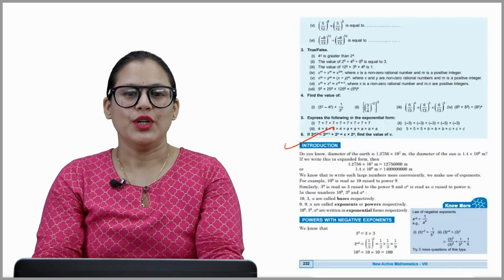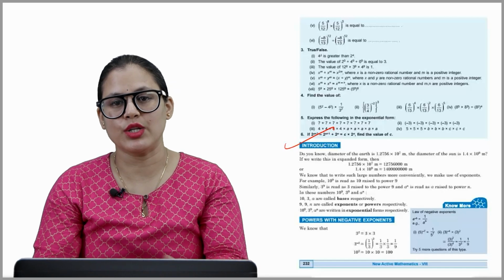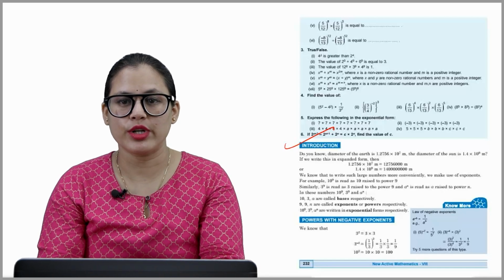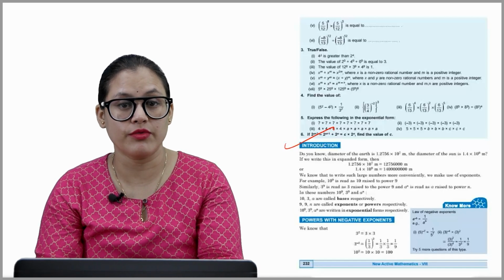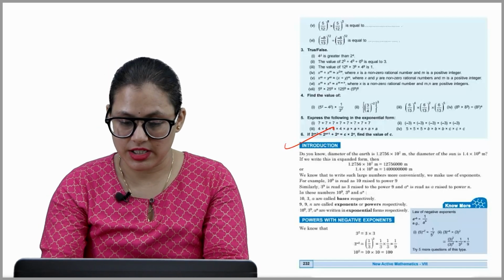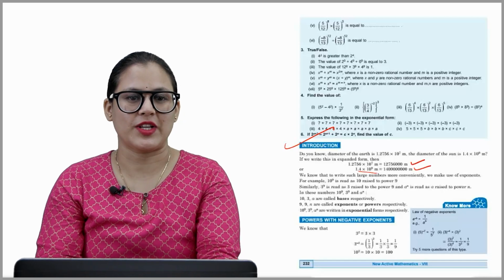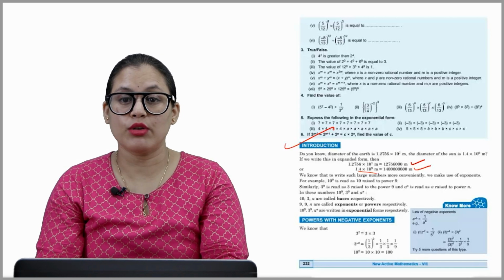Introduction. Do you know the diameter of Earth is 1.2756 into 10 raised to the power 7 meter. The diameter of the Sun is 1.4 into 10 raised to the power 9 meter. If we write this in expanded form, then the expanded form of this is this and the expanded form of this is this. We know that to write such large numbers more conveniently, we make use of exponents.